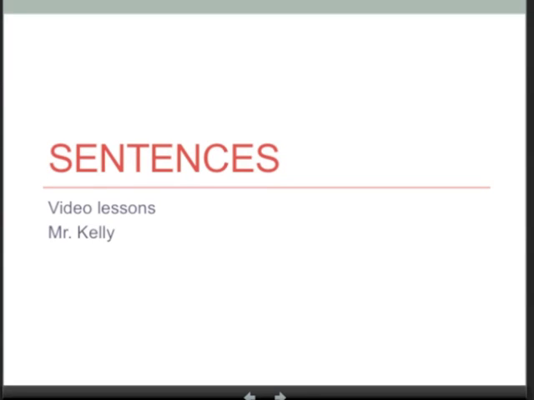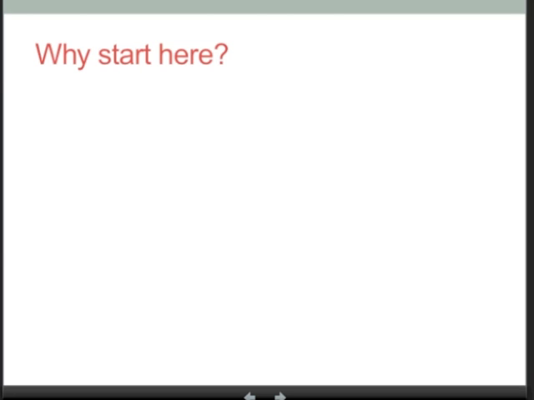Okay, so this is the first lesson in the unit on sentences, and I know what you're probably thinking. Good heavens, I'm in college now. Why are we still talking about sentences? I've been doing this since grade school, and that's a legitimate question. I understand where you're coming from, but let me offer a rationale as to why we are starting here.